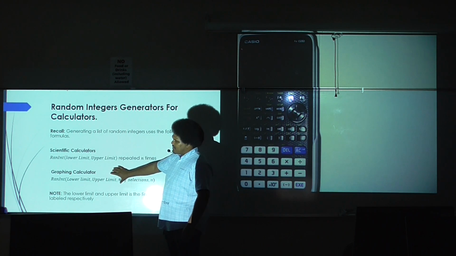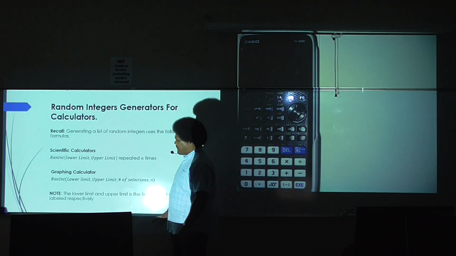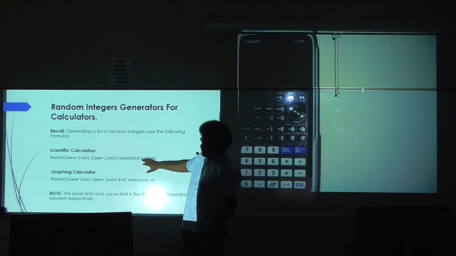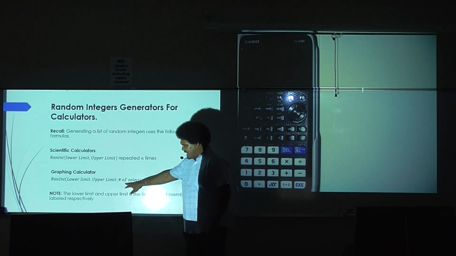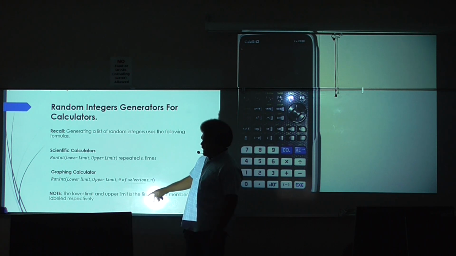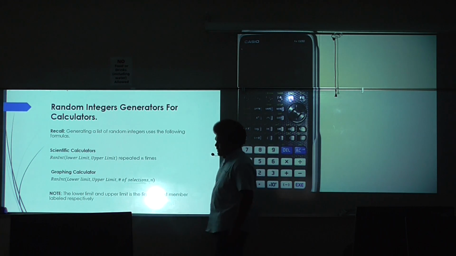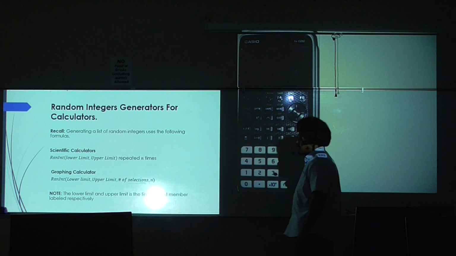But going on to graphing calculators, remember you have the same setup, but instead of pressing enter multiple times, we just put in the n number of times you want to select. That n is representing the number of selections.